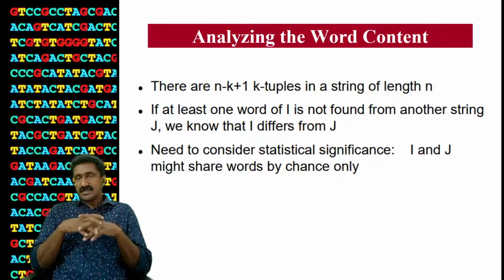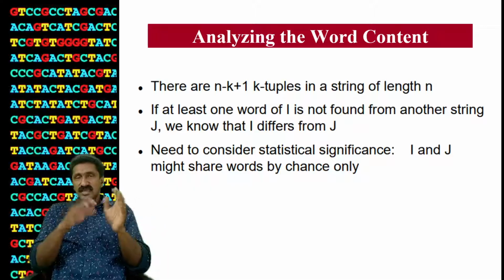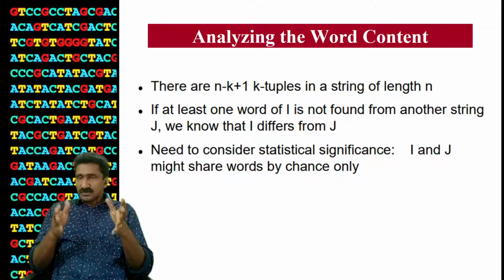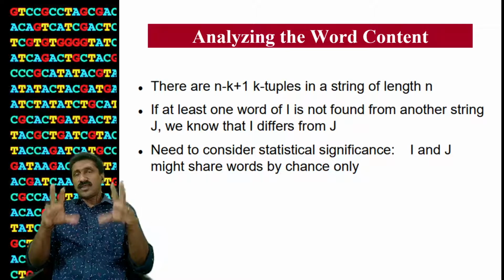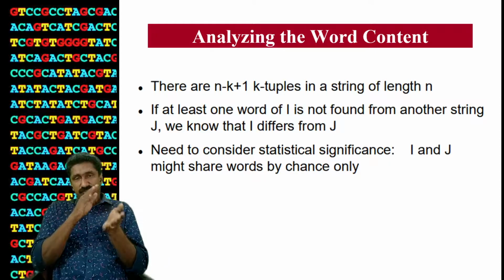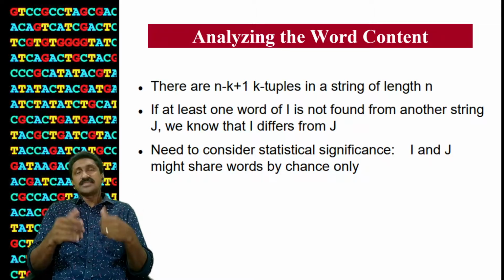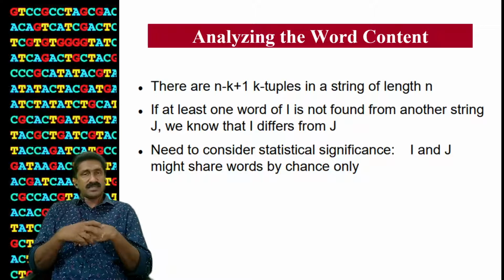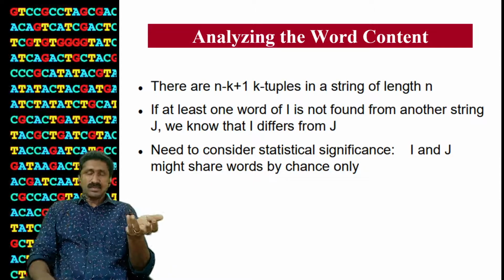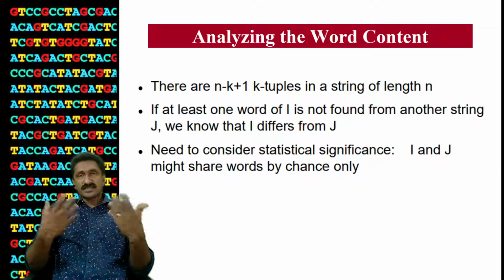Instead of letter by letter comparison, the 8-letter keywords or k tuples will be generated from both the strings I and j, and both I and j represent here the two strings under comparison, two DNA sequences of 500 base pair length. And if at least one word is not matching between both the strings, then that means they are entirely different. I need to consider the statistical significance also. I and j might share words by chance only. There's a possibility that only random matches may be expected. For example, if your keyword length is less, then there is a possibility of finding such random matches.